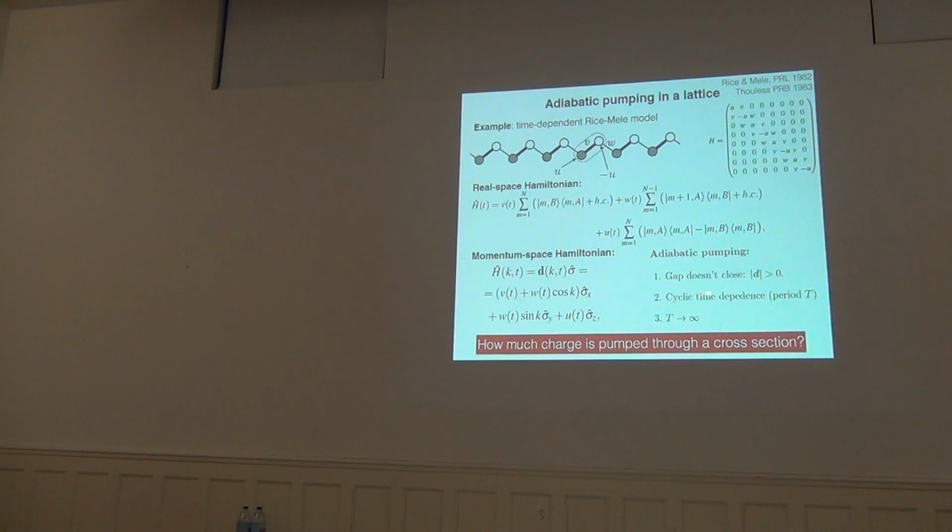When I say pumping, I mean something periodic. So I assume a cyclic time dependence with some period T, capital T. And I look at slow pumping to remain adiabatic, so I look at the T goes to infinity limit. This is how I define adiabatic pumping, after Thouless, who discussed this scheme first, I think, in that paper. And then the question is, I call this pumping, but is it really pumping? So am I pumping charge through any cross-section of this material? How much charge is pumped through a cross-section? This is the question I'm addressing here.